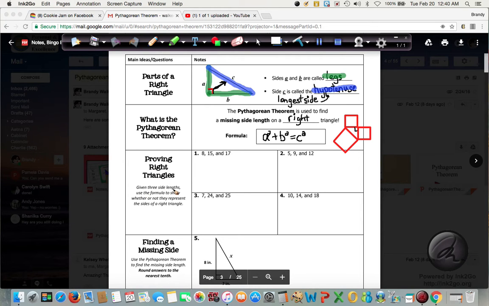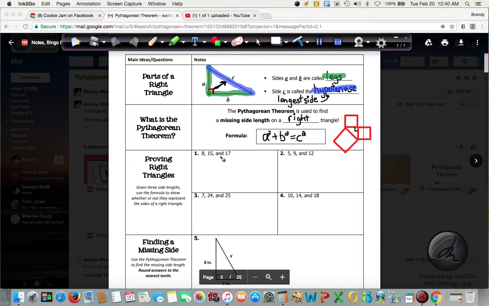Given 3 side lengths, use the formula to show whether or not they represent the sides of a right triangle. If they do, we call them the Pythagorean triples. That's our name if all 3 sides make a right triangle. So here, I'll do 2 of them for you, and then I'd like for you to try the bottom 2 on your own.